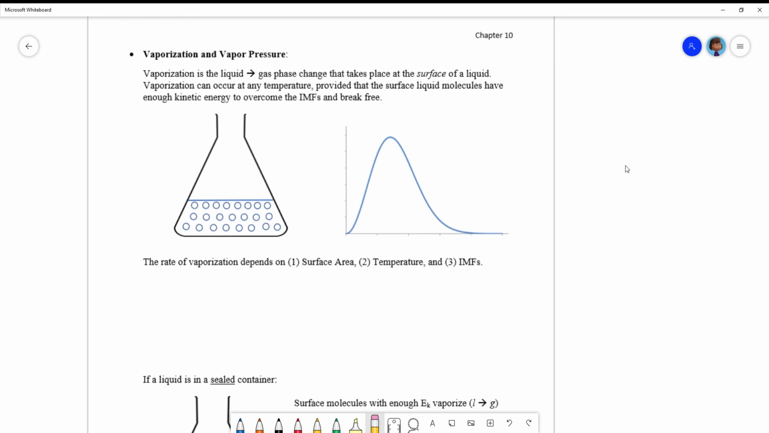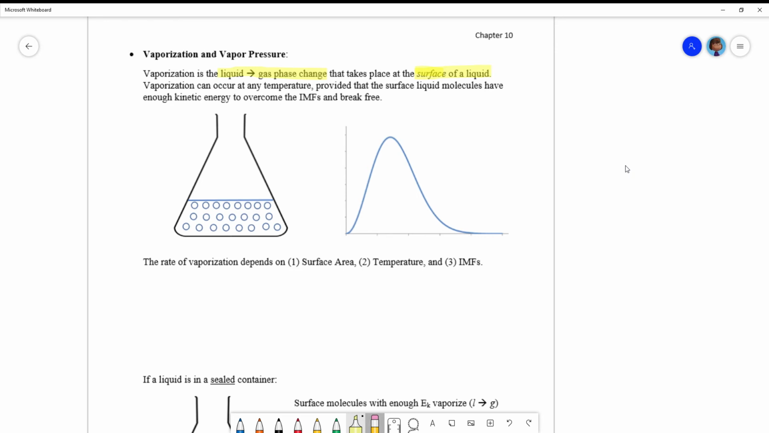Now I'm going to start with what vaporization is. Well, vaporization is a phase change. And what phase change is it? It's right here. It is the liquid to gas phase change. But we need to qualify a few things about this phase change. Turns out vaporization can only take place at the surface of a liquid. Only surface molecules vaporize. Now, what criteria must be met for a surface liquid molecule to vaporize?